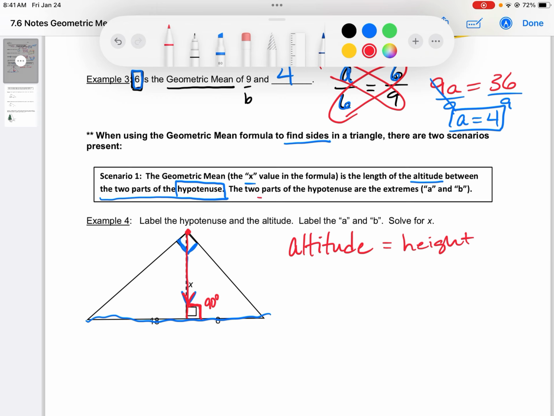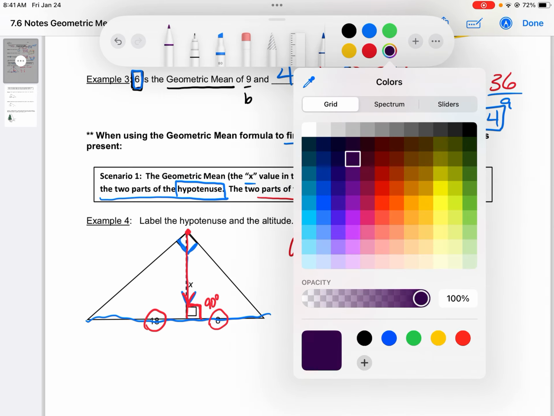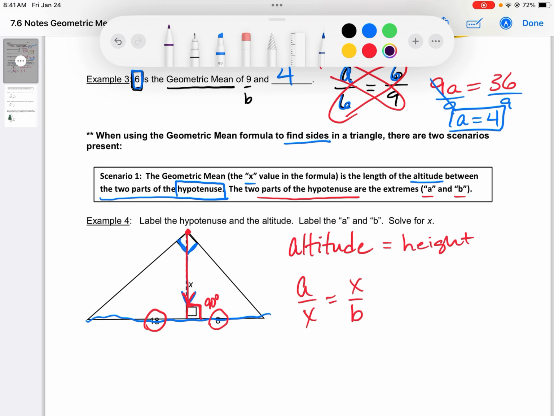What else it says here is that when you split the hypotenuse, the parts of the hypotenuse are A and B. So if we look back at our original formula, A over X equals X over B, these two numbers are our A and our B. So what we would do is just plug those in. Let's say A is 18, B is 8, and we would cross multiply.